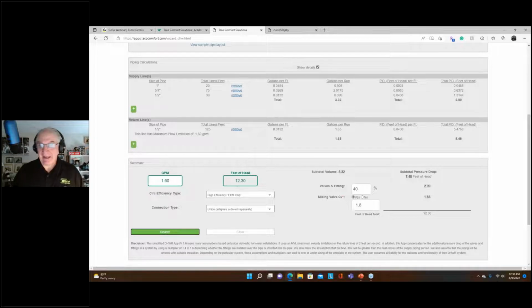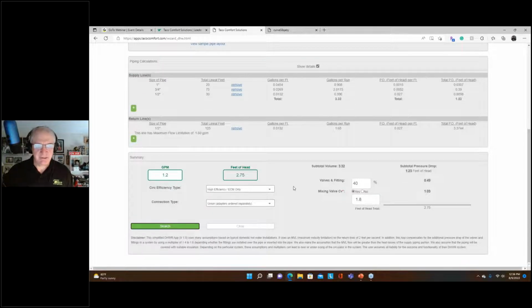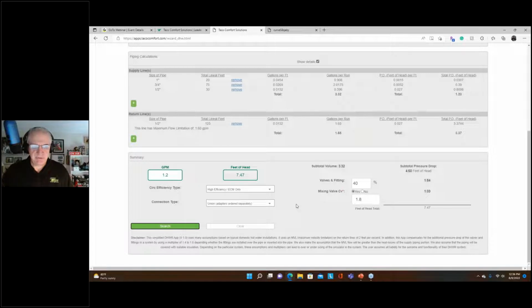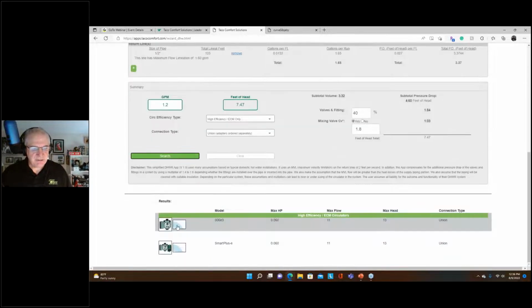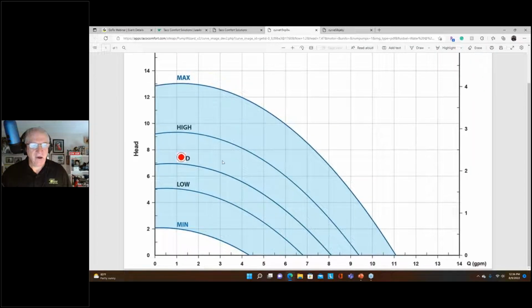Now, I have the ability to do a couple of things here. Remember, I said if I don't like running that pump that high, for whatever reason, I can go down to, say, 1.2 gallons per minute if I wanted to. Now, if I wanted to do 1.2 gallons per minute, notice the head drops, because the flow is less. If I wanted to set it up at 1.2 gallons a minute, I could. Now I'm in the mid-range for my pump speed.